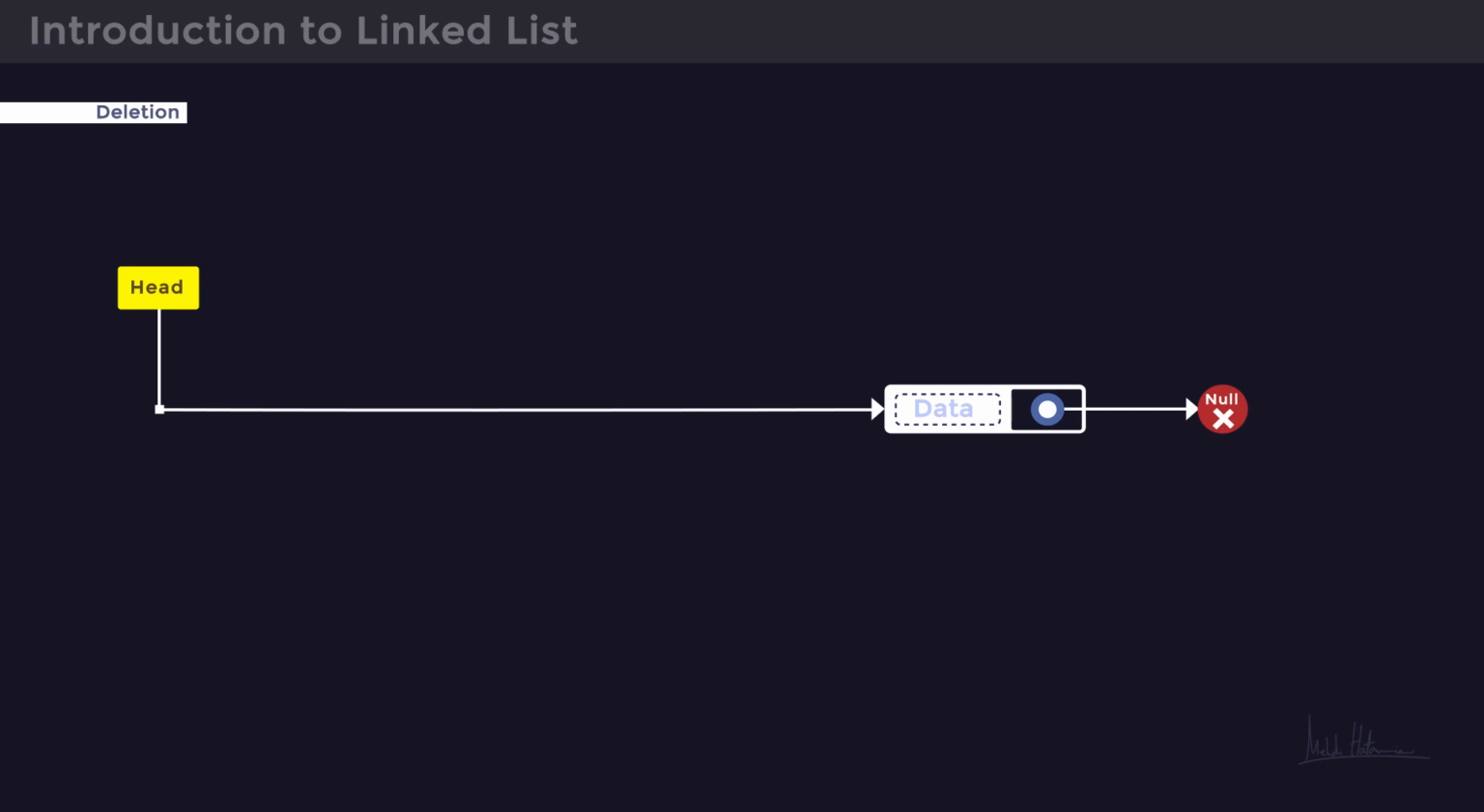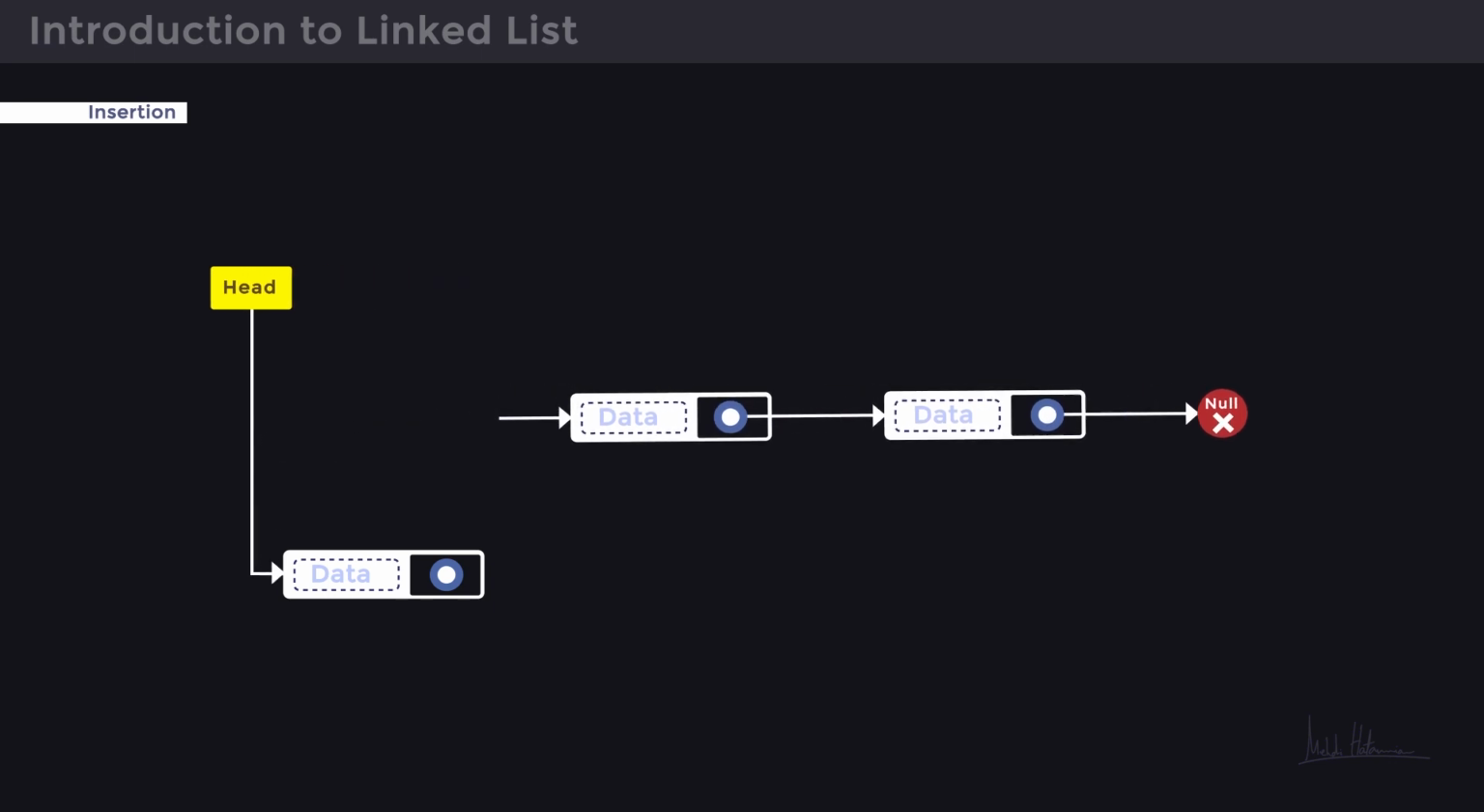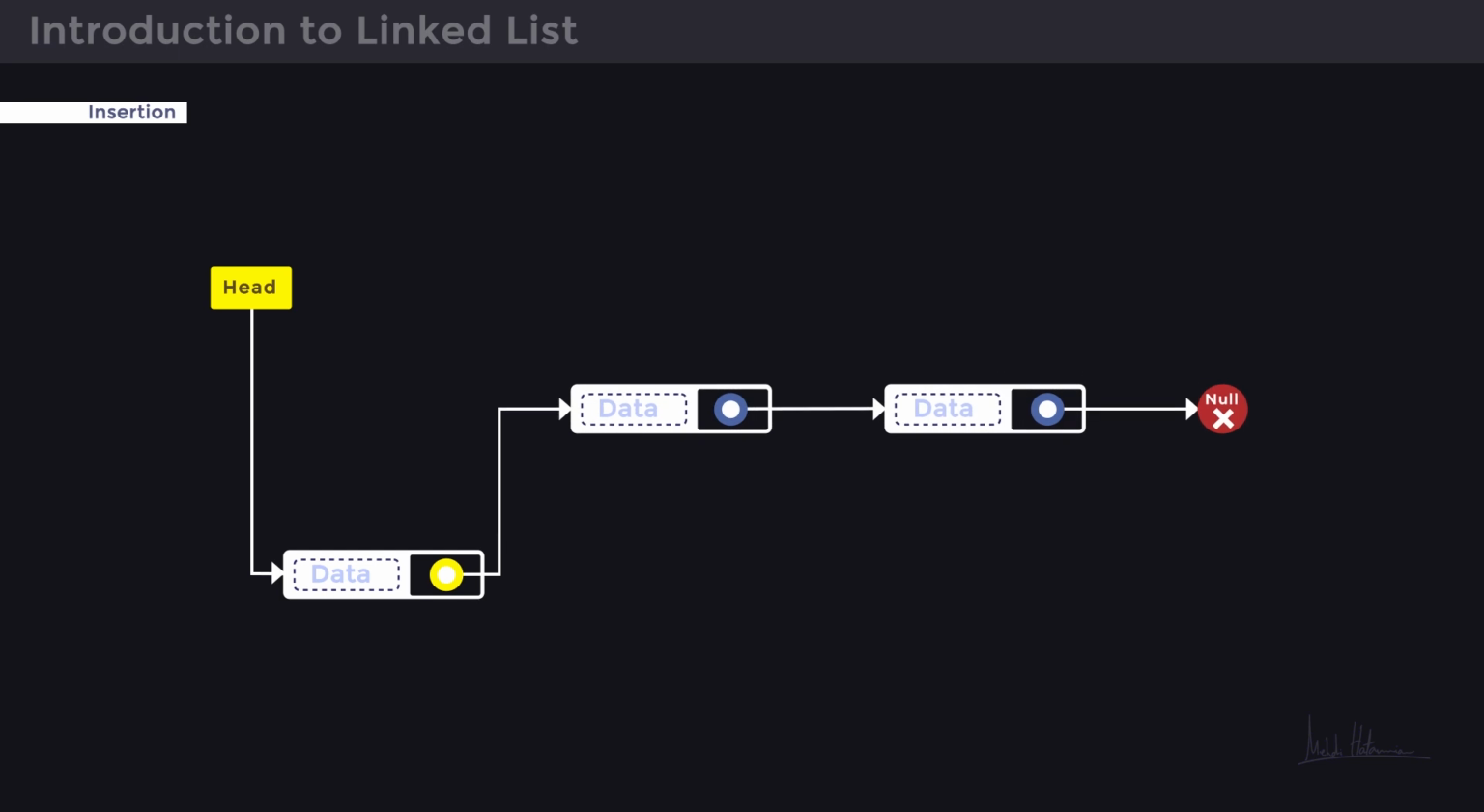Now let's talk about insertion. Suppose we want to add a node at the beginning of the linked list just after the head. The only thing that we need to do is to allocate memory for the new node and then change the pointer of the head to point to the new node and change the pointer of the new node to indicate the next node.